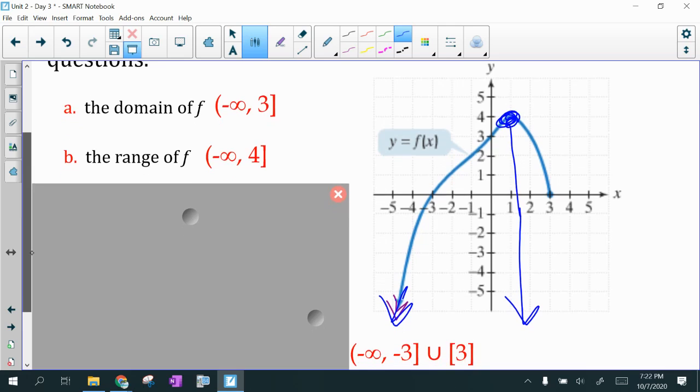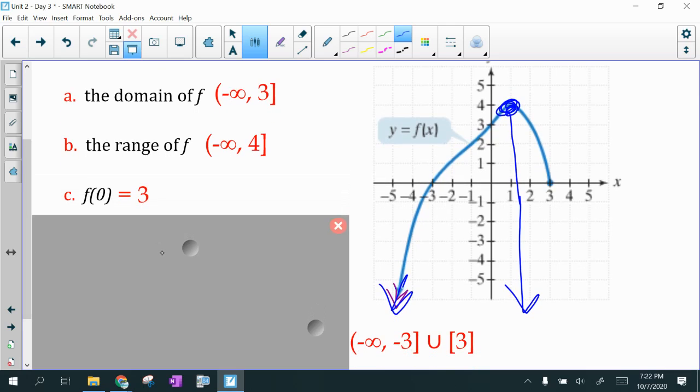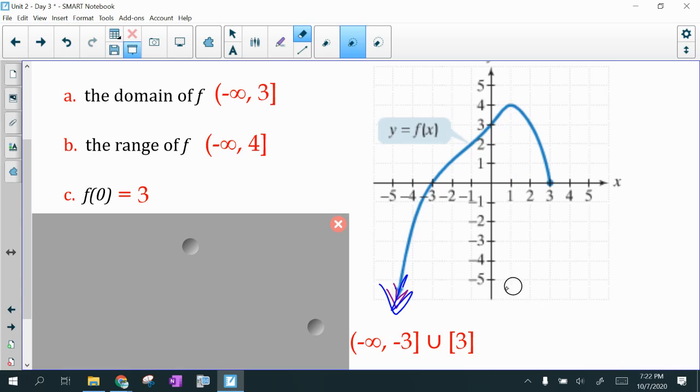Let's keep answering questions as we roll along on this. What is f of 0? Real briefly, remember, what does that mean? All we're going to do is substitute it into my function. And since my function in this case is the graph, I'm going to say, what is the value when my x-coordinate is 0? Oh, it's right up there at 3.